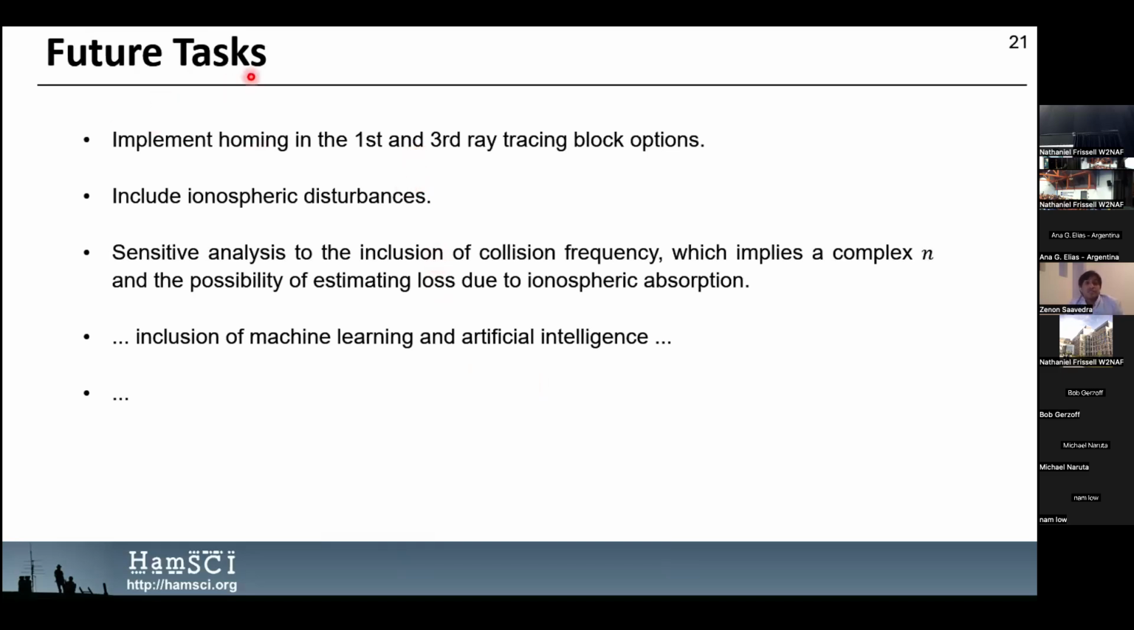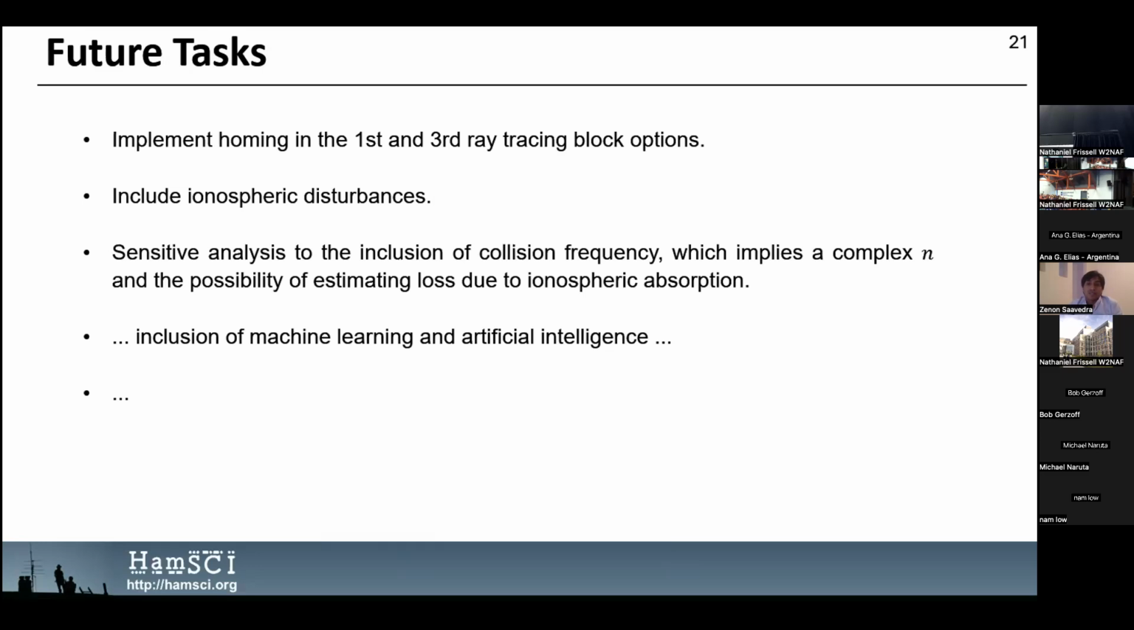The future tasks. The first is implementing the homing in the first and third ray tracing options. At the moment, only the second option has the homing. The first and third do not yet. Second, include the ionosphere disturbances. This is very important.